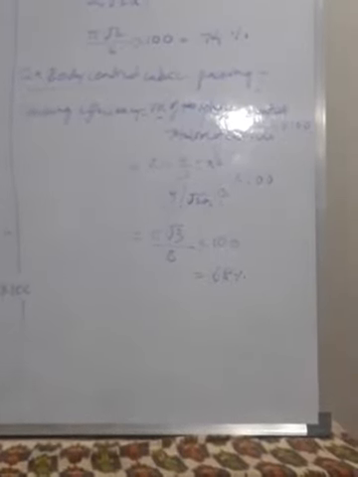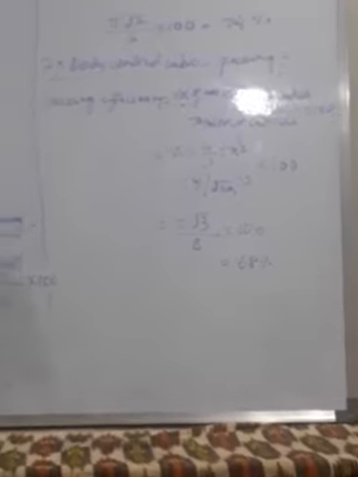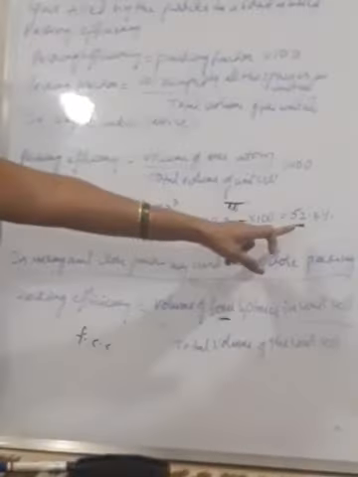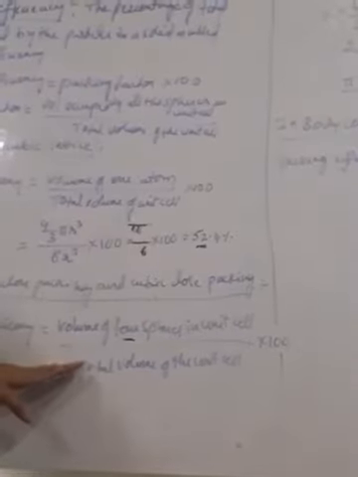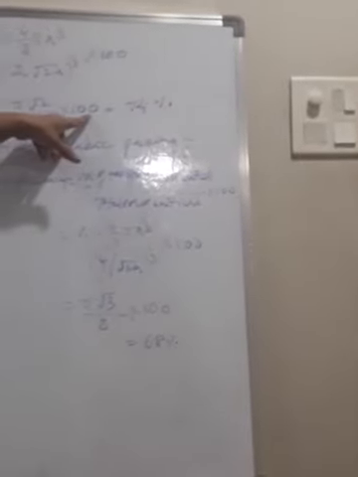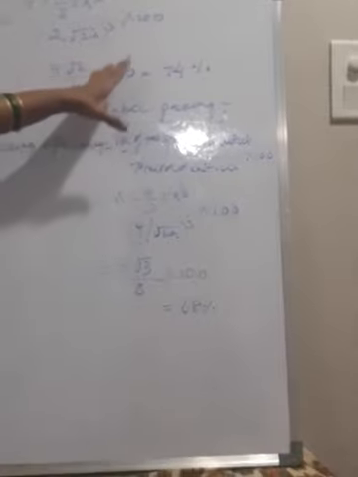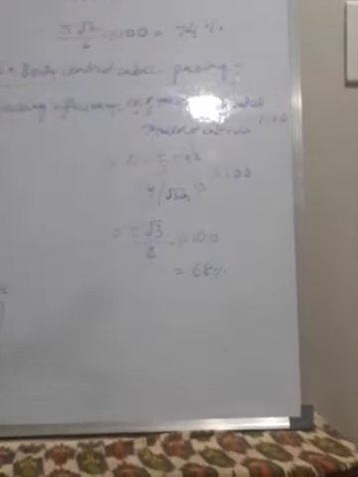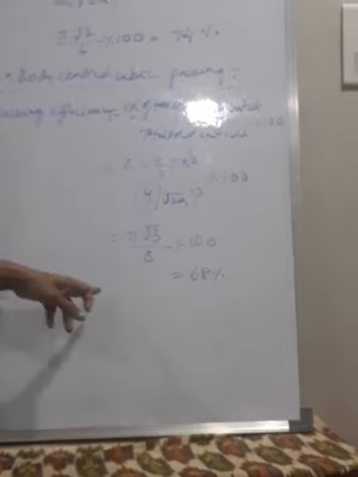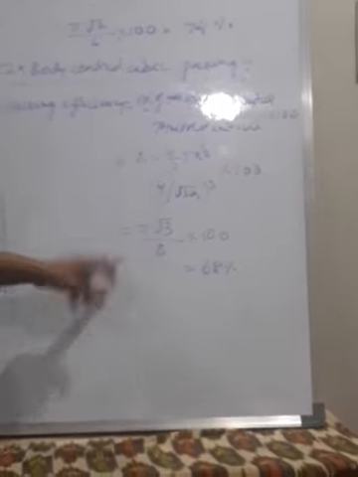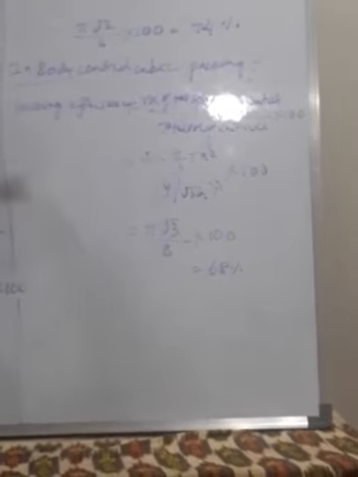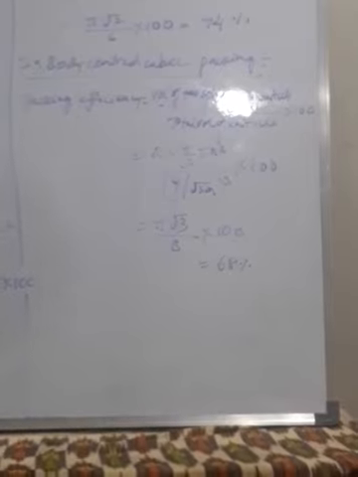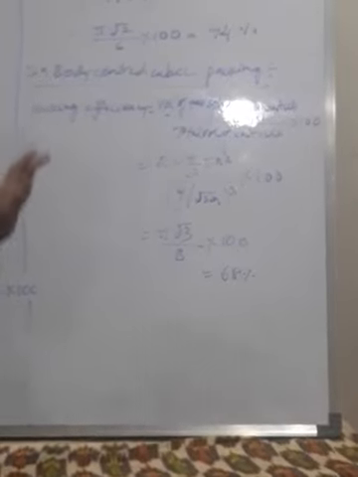So in simple cube, 52% is occupied by spheres and the remaining space is empty space, which is called void space. In hexagonal close packing, 74% is occupied by spheres and 26% is void space. And in body centered cubic packing, 68% is occupied by spheres and the remaining 32% is void space. There are 2 types of voids: tetrahedral voids and octahedral voids.